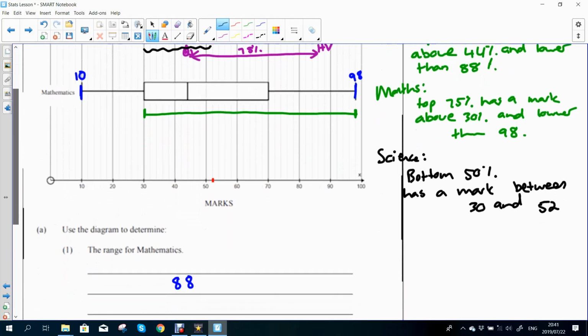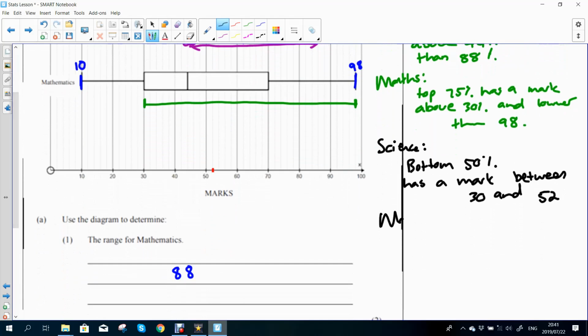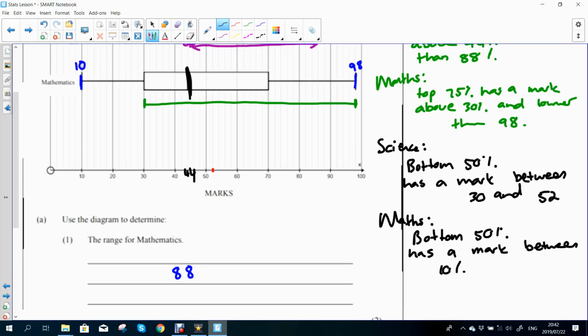Whereas for maths, now this will make a huge difference. Look at these values here. For maths, your bottom 50% of your class has a mark between 10% and 44%. So you can clearly see the difference here.